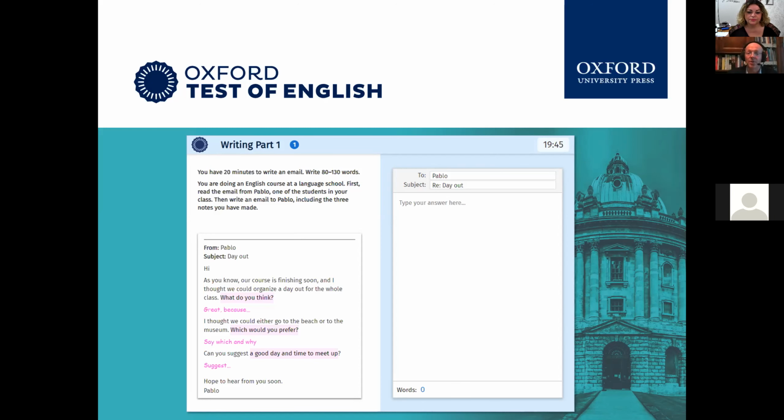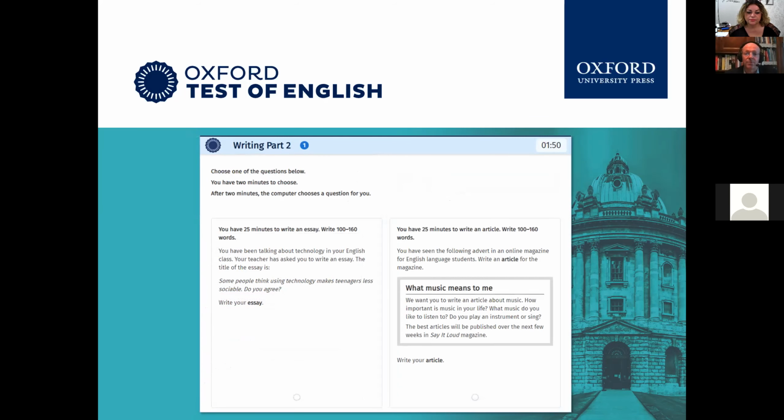As you can see at the top on the right, it says 19:45. That's 19 minutes and 45 seconds that you have left to complete this exercise. And at the bottom, on the left, it shows how many words you've written. So in the Oxford Test of English, you don't need to waste your time counting words like you do with a traditional exam on paper. Okay? Now, this goes up to Oxford and it's marked by examiners there, and we'll look at that in just a moment.